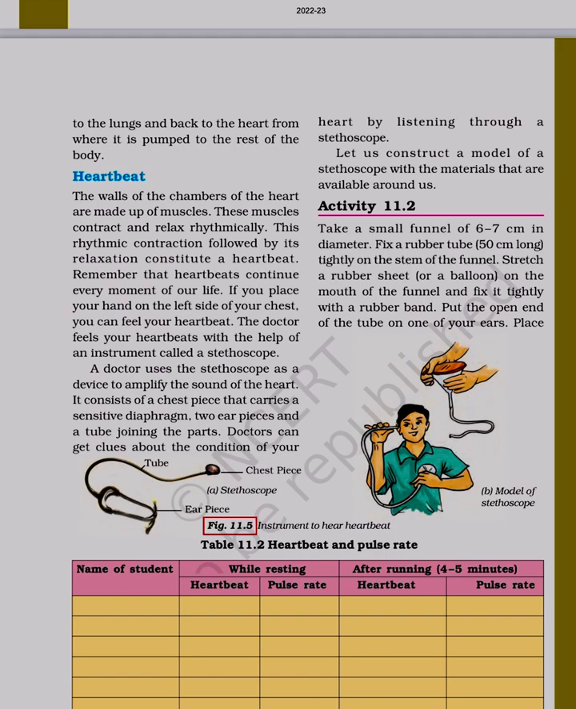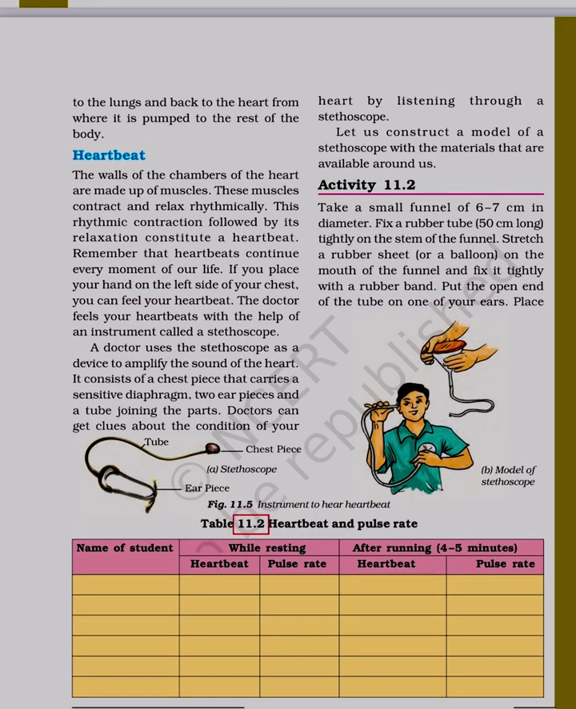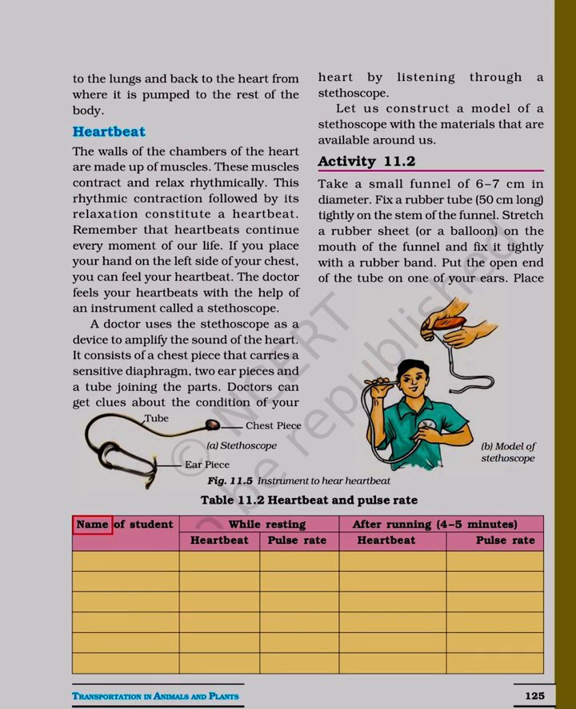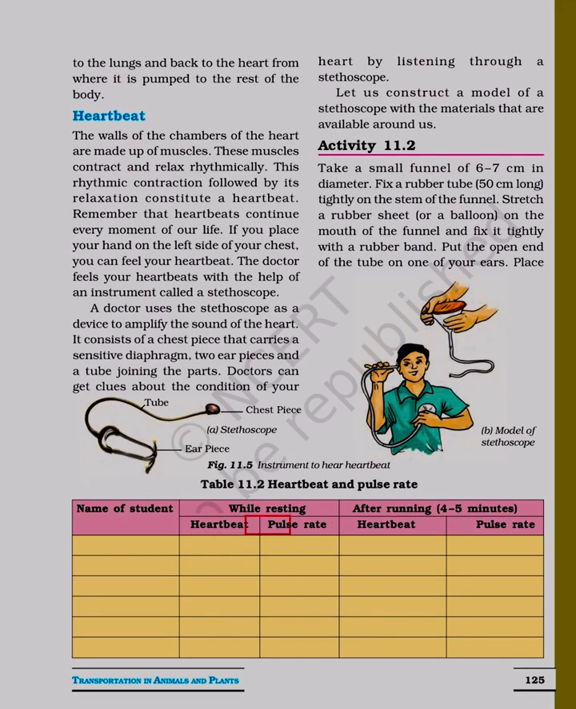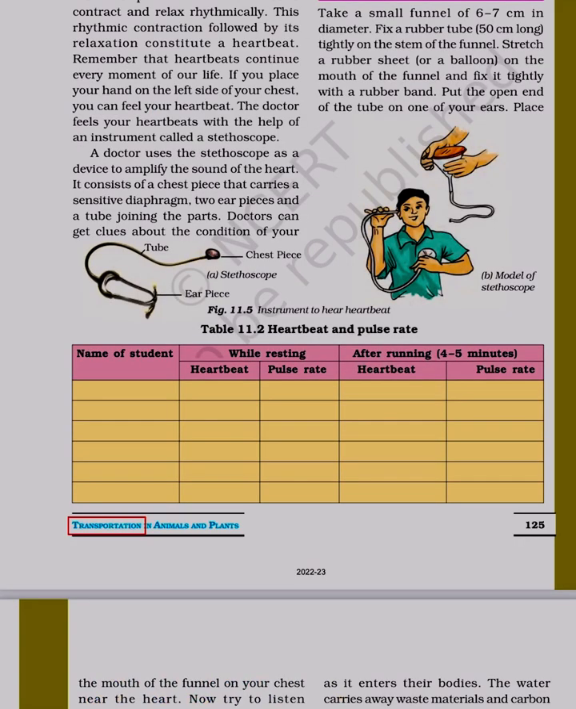Tube, chest piece, earpiece. Figure 11.5. Model of stethoscope. Table 11.2. Heartbeat and pulse rate. Name of student. While resting, after running 4 to 5 minutes. Heartbeat, pulse rate, heartbeat, pulse rate.